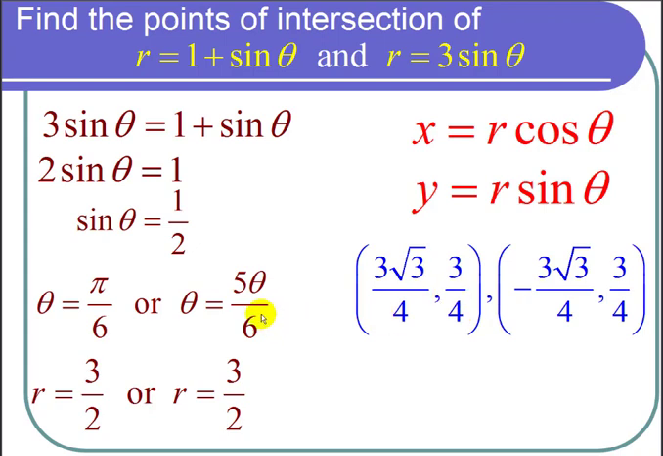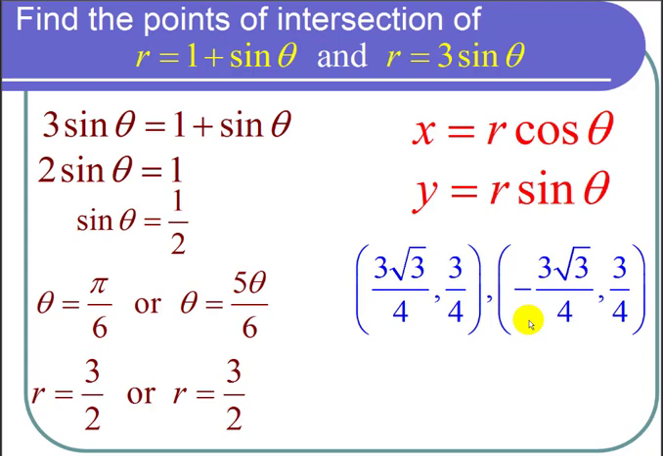And then cosine of 5 pi over 6 is the same as cosine of pi over 6, but negative. So I end up getting negative 3 root 3 over 4, comma 3/4, because remember, sine is still a half. Now, it looks like we're done because we've gotten our points.